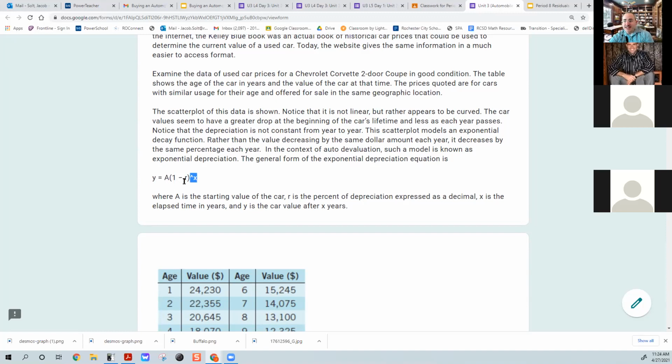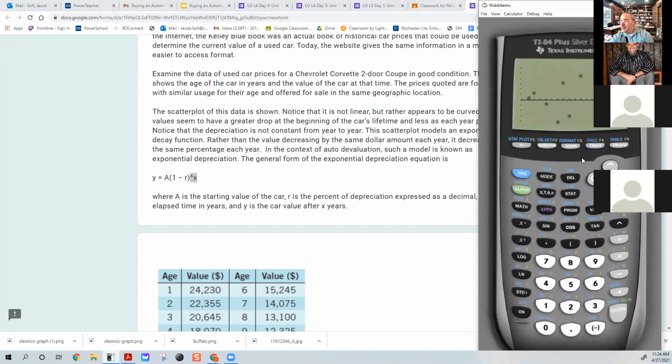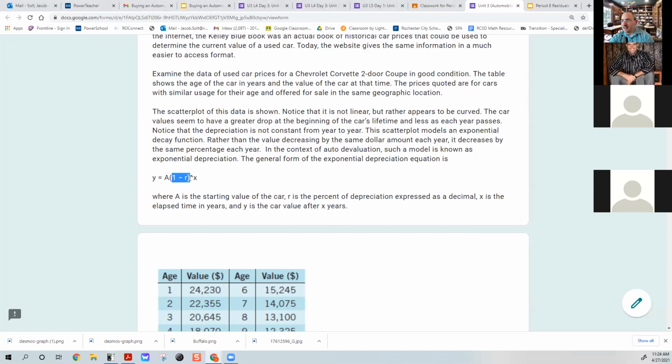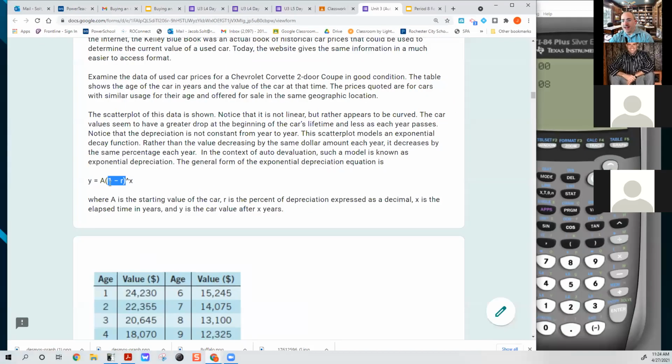So if it's like 8%, right? If we're doing like 8%, let me get my calculator over here. Oh, I gotta get out of that. Okay, if I had 8% as my r, I take the 8, I divide by 100 to express it as a decimal, and then 1 minus 0.08 is going to be what goes inside these parentheses. Inside these parentheses is going to be 0.92.